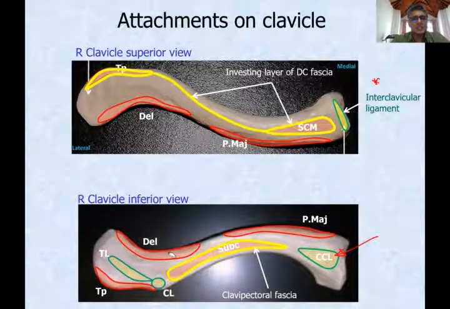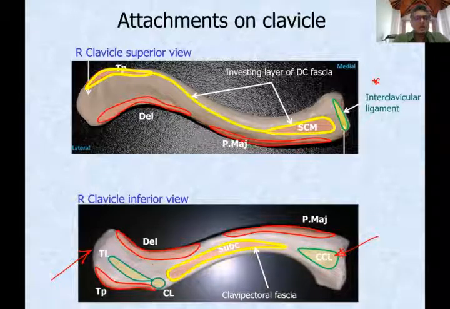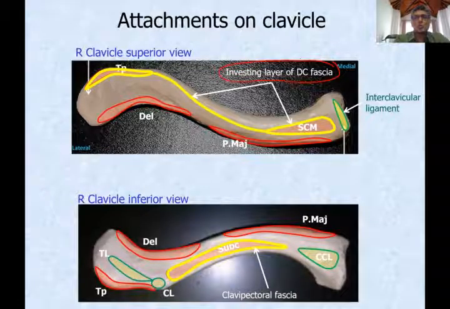So if there is a force applied to this clavicle, because of this ligament, it's the clavicle that breaks rather than the ligament. So we'll discuss that during clavicle fractures. Hope you understood this. Some of the things like the investing layer of deep cervical fascia are too early for you. You don't have to remember, but the rest of it you can remember because you have seen all these things now.